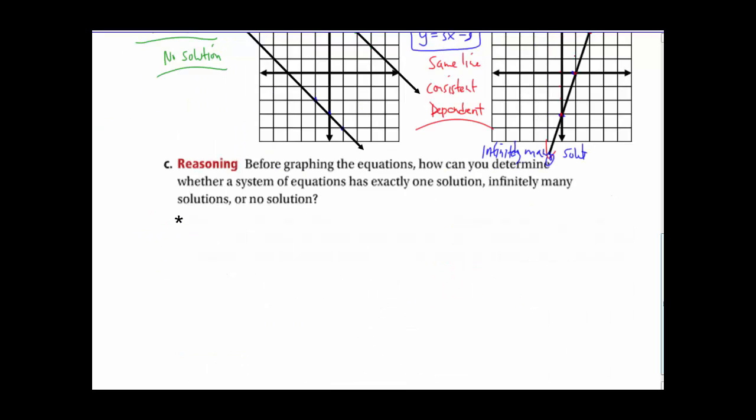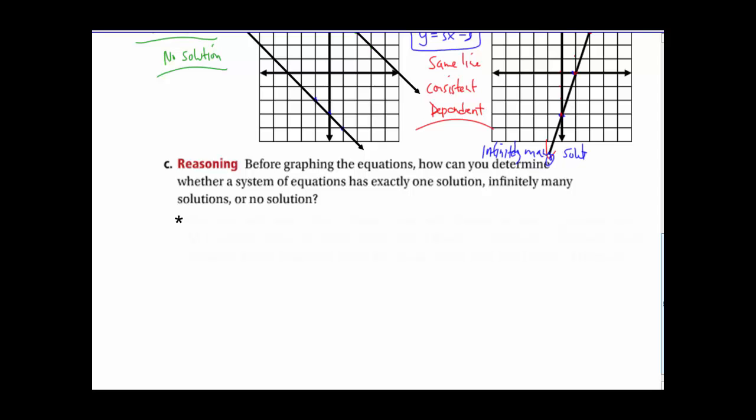Before graphing the equations, if we look at our equations before we even graph, how can we determine whether a system of equations has exactly one solution, infinitely many solutions, or no solution? The biggest thing we need to look at, remember, is the slopes. If the slopes are the same and the y-intercepts are different, we have parallel lines, and they're never going to cross. So therefore, those are inconsistent.